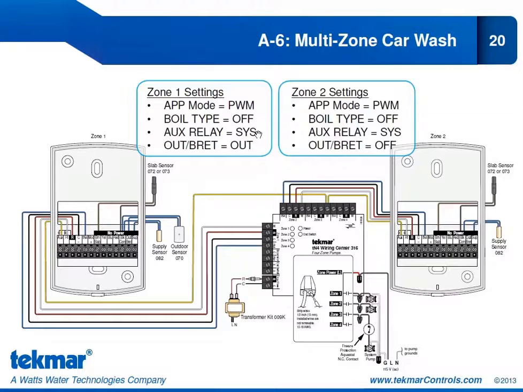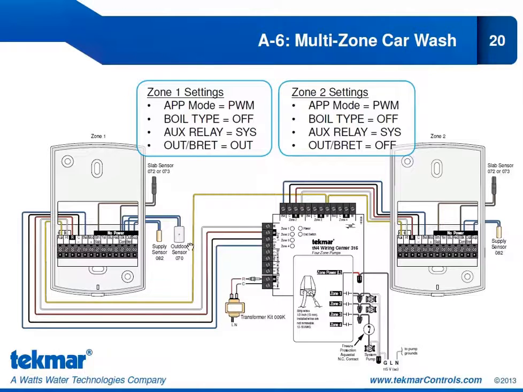We are using the auxiliary relay output. So we're going to set the auxiliary relay to system pump, and that will give a continuous closure of that auxiliary relay whenever the 654s are in storm, melt, or idle. So we can operate that system pump continuously during those states.